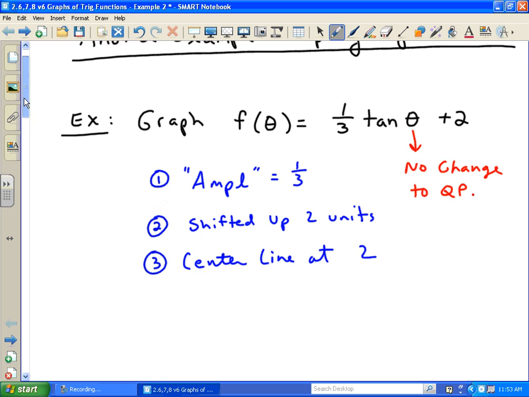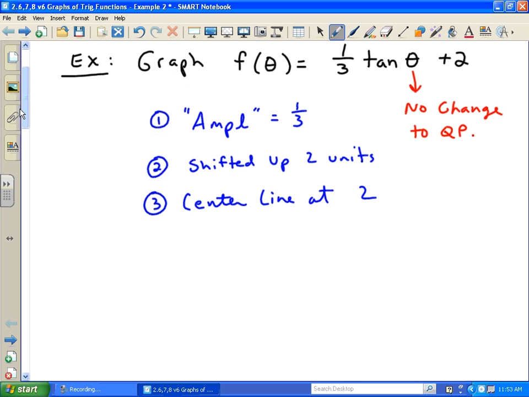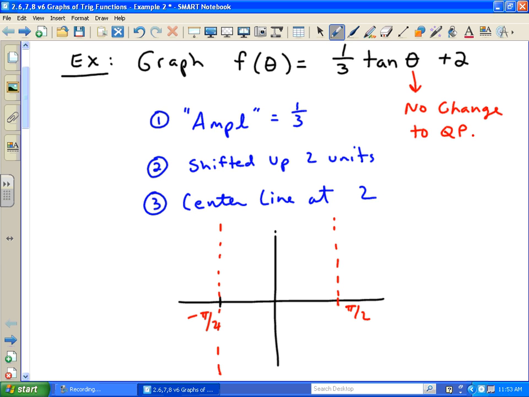Alright, let's see what I can do about graphing this function. First of all, for tangent, I know that I have asymptotes at negative pi over 2. So here's that one. And positive pi over 2. There's that one. Because there's no change to my quarter points, I will go ahead and label my 5 quarter points. I have negative pi over 2, negative pi over 4, 0, pi over 4, and then, of course, pi over 2.